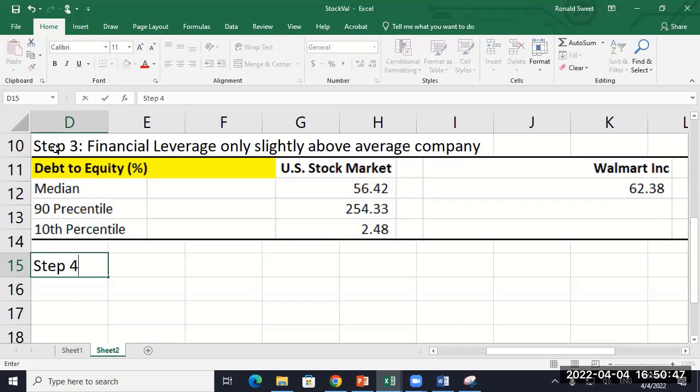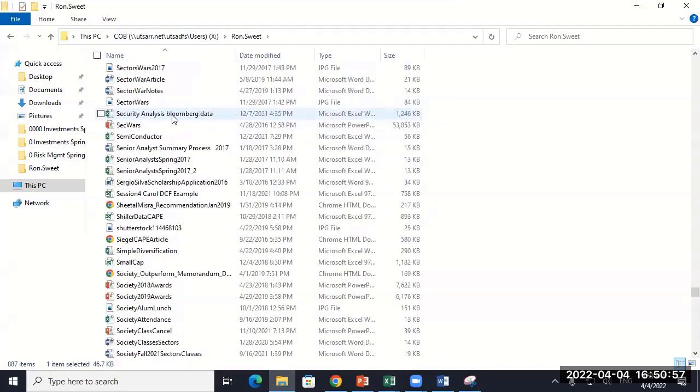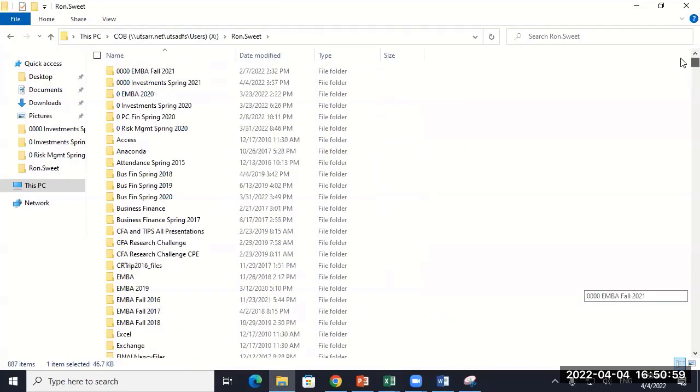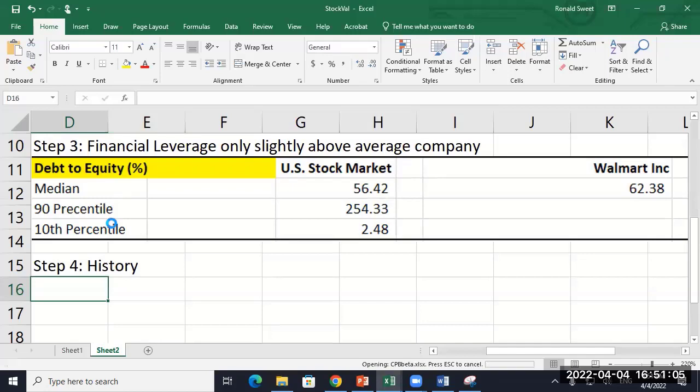And the last one you must do in your paper is history. I think I already did history once before. Let's go find it again. So there's Campbell Soup's beta.